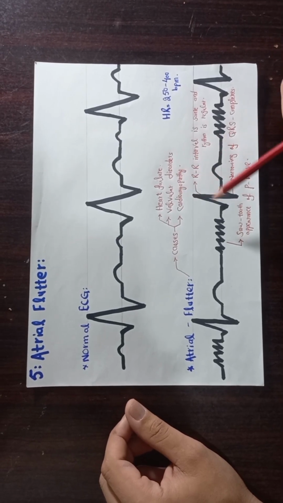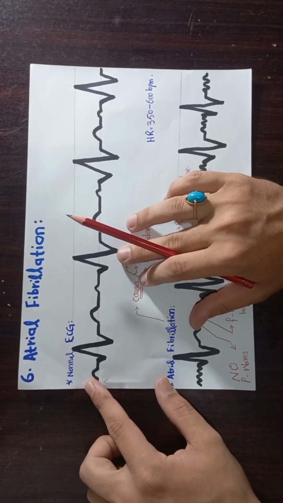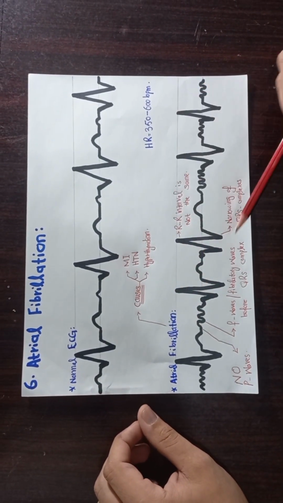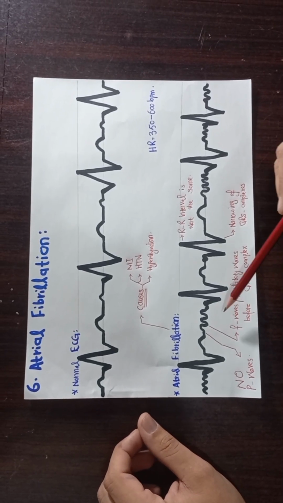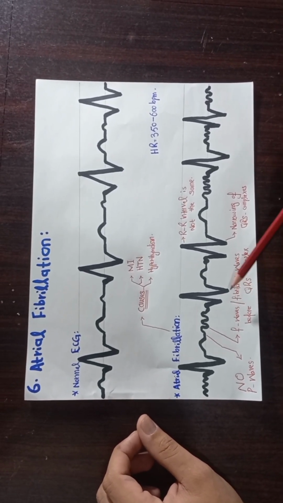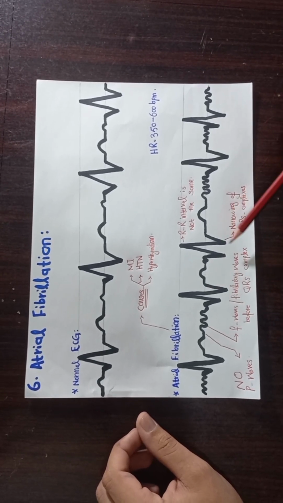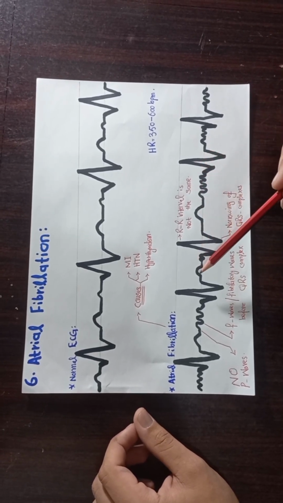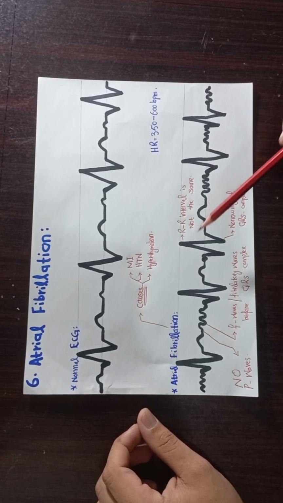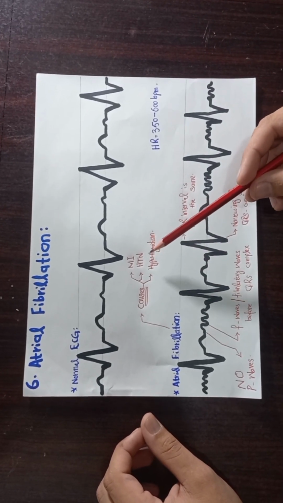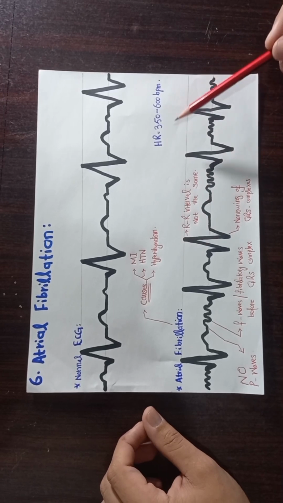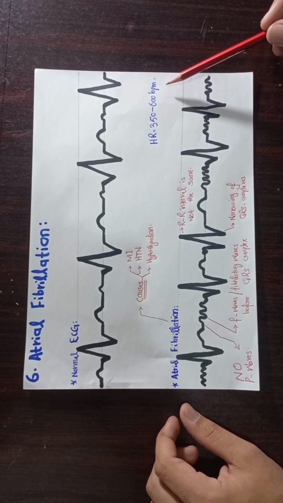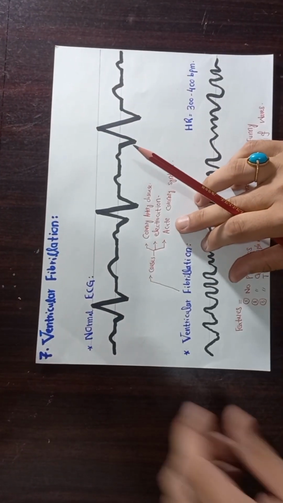valvular disorder and cardiomyopathy. We will discuss atrial fibrillation, and we will compare the atrial fibrillation pattern with the normal ECG. There will be no P wave, and instead of P wave there will be fibrillatory or F waves which are present before the QRS complexes, narrowing of the QRS complexes, and the R to R interval will not be the same, which was the same in atrial flutter. The causes of atrial fibrillation are myocardial infarction, hypertension and hyperthyroidism. The heart rate in atrial fibrillation will be 350 to 600 beats per minute.